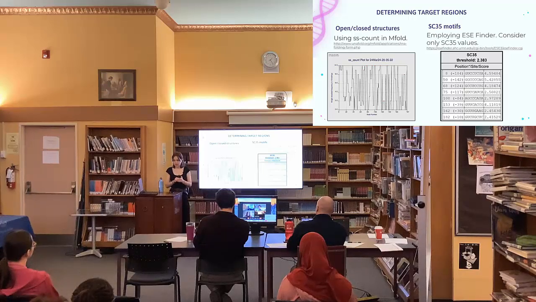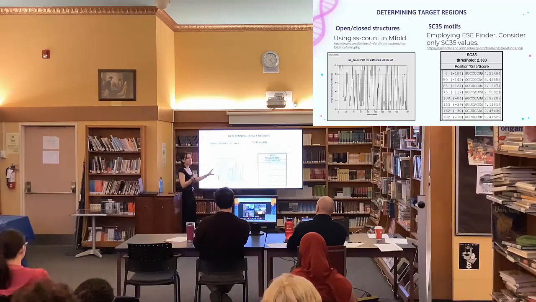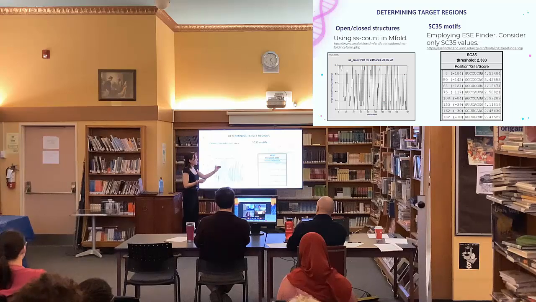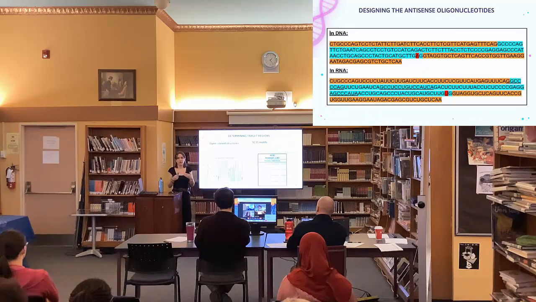So for the optimal target regions, the open-closed structures, as we can see, this plot just shows which parts of the sequence are open or bound to each other that I will use then for designing the AONs, and the SC35 motifs using the ESE finder. I only looked at the SC35 values and most specifically the ones included within the pseudoexon and the top 2 ones since they had the highest score, which means they should be the most optimal.